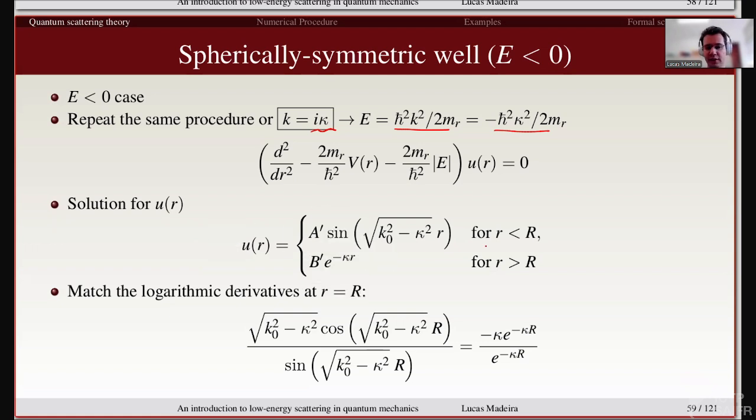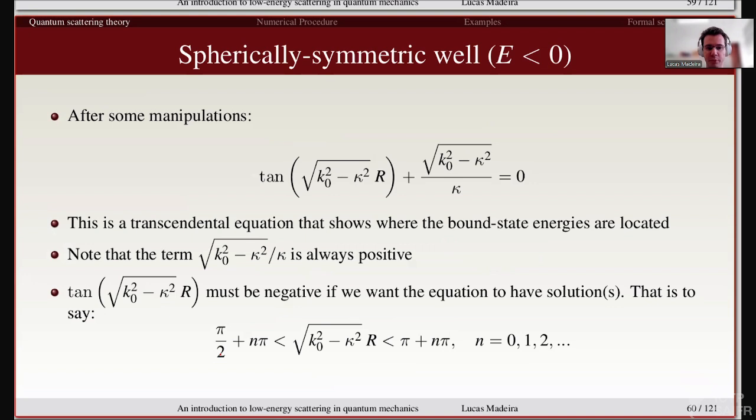I'm going to do exactly the same thing that I did before. I'm going to match the wave function and its first derivative at the range of the potential. If I get the ratio of those two things, I get this equation here. Okay. Again, just math. I invite you to work this out at least once to know what's going on. And after some manipulations, I get this equation here, right?